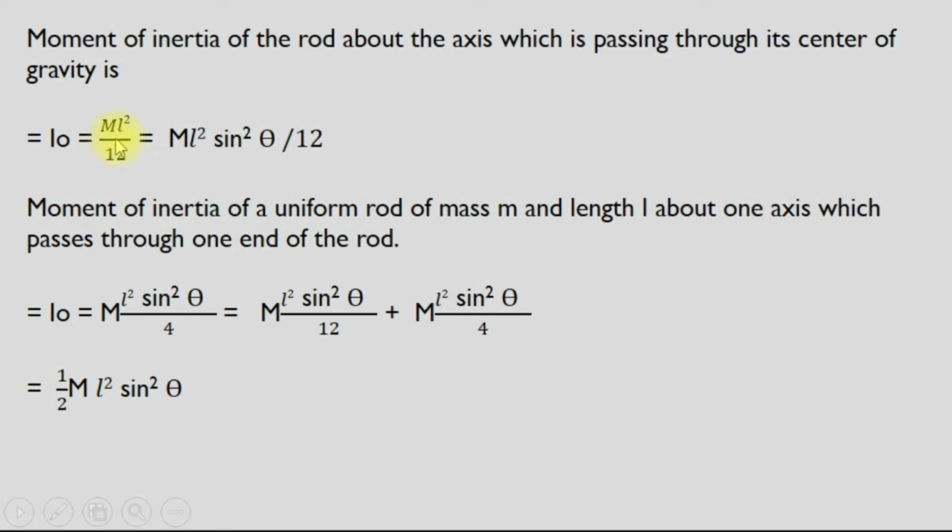Here, the distance between the axis through which it is rotated and the center of gravity is given as L sine theta. So substituting for L as L sine theta, we have the I value as m L square sine square theta divided by 12. So I naught is equal to m L square sine square theta divided by 4. Simplifying, you get this answer. Adding them both, we have m L square sine square theta by 12 plus m L square sine square theta by 4, which gives half m L square sine square theta.